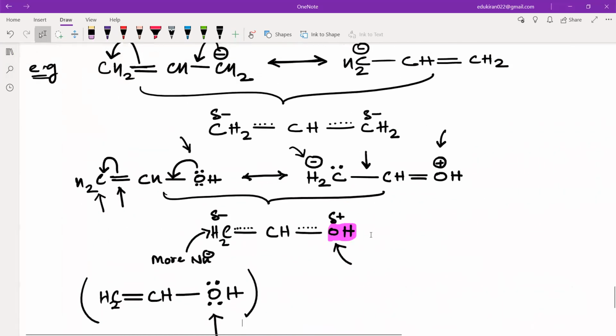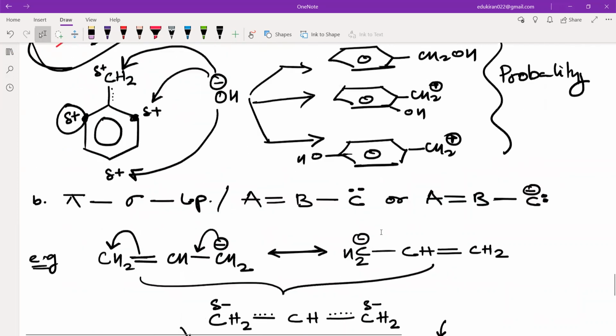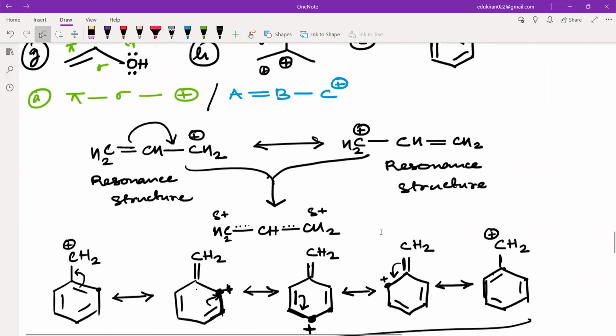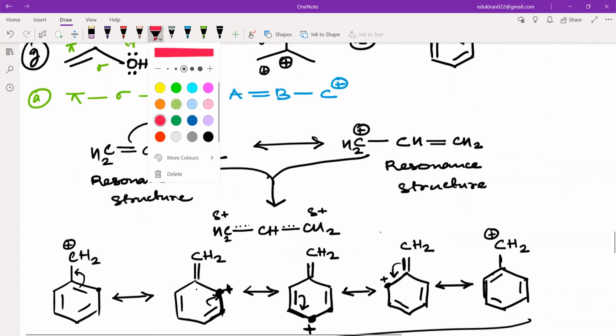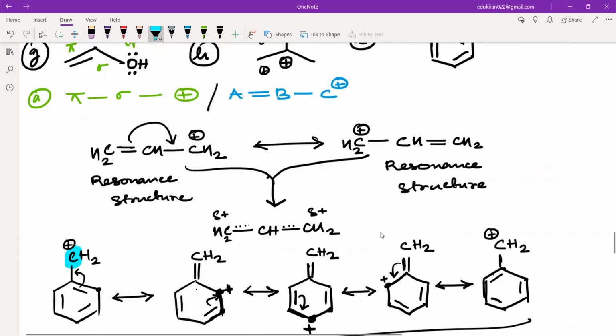Now let us see, if I have the OH group, what is the OH group doing? Is it giving electrons or taking electrons? The OH group here is just giving electrons, right? Next, if I have, let us say, CH2 positive, is it taking electrons or giving electrons?